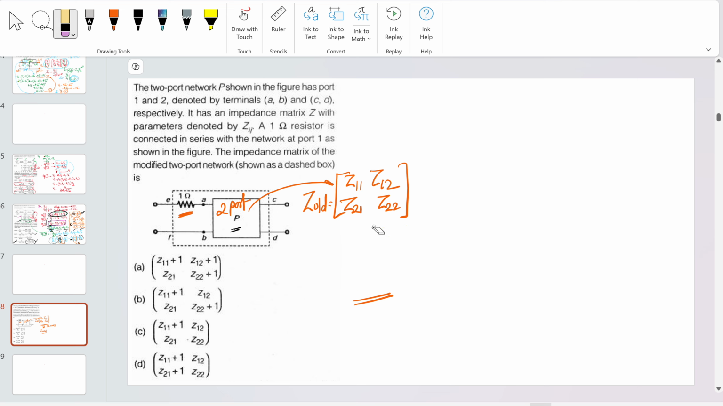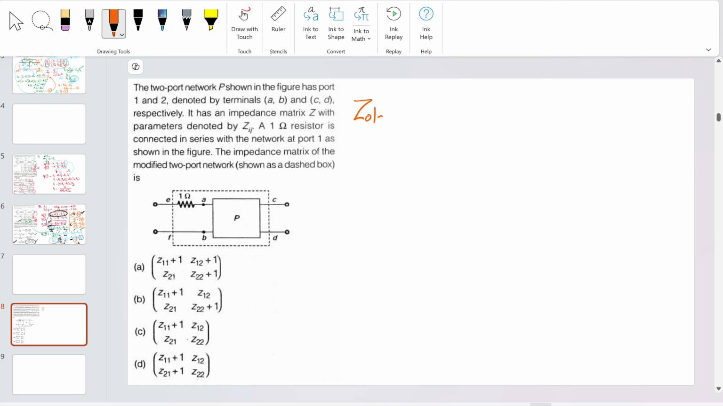Okay, so let us go with the basics. We already know the value for the two-port network, Z old, which is equal to Z11, Z12, Z21 and Z22. Let me erase this. The input values are basically V1, V2 equal to I1, I2.